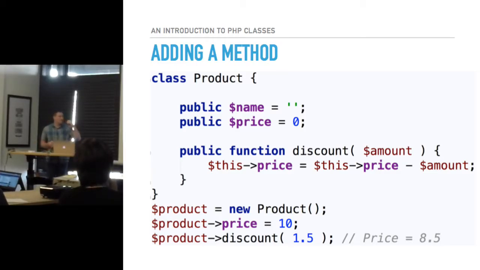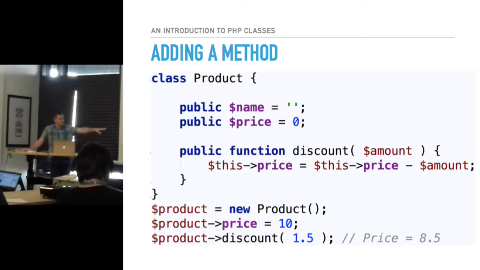So if we have two products, we do a new product here, a new product here, so we've instantiated two instances of a product. Then ultimately, we can manipulate them separately using the discount method, and have two completely different data sets. One could have a very different price or a different name. So as you can see, it's more of a blueprint, becoming more and more of a blueprint as we go.